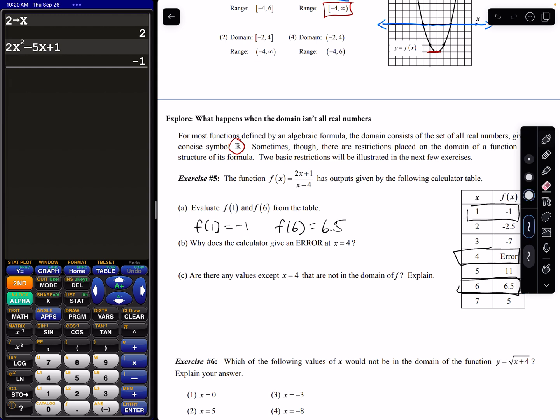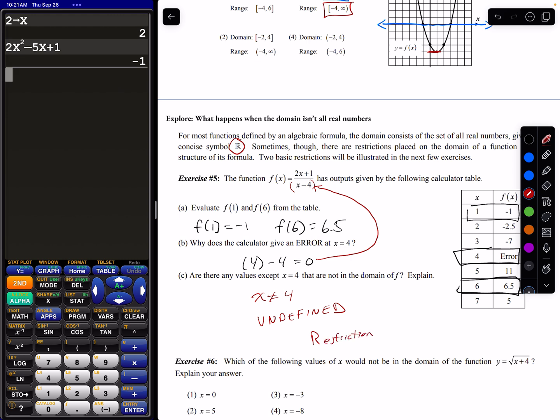And why is that? Well, if I think about it, 4 minus 4 is 0. And notice where that is in the function. It's on the denominator. We can't have 0 on the denominator. Okay? So you could say x does not equal 4 because it is undefined, right? And all other numbers work, okay, except for 4 because it is undefined. So that is called a restriction on the domain, okay?